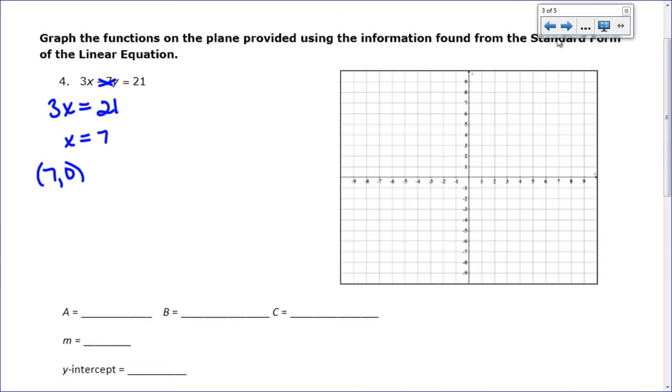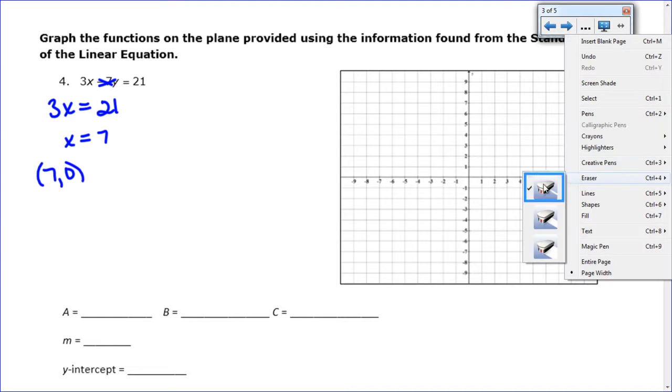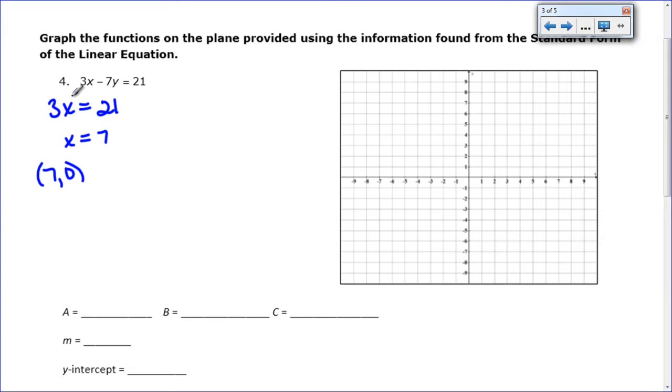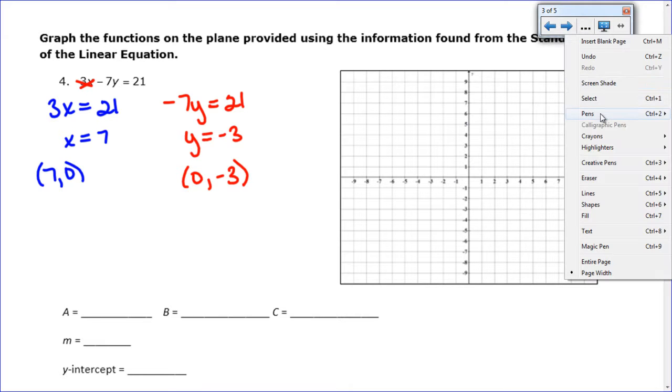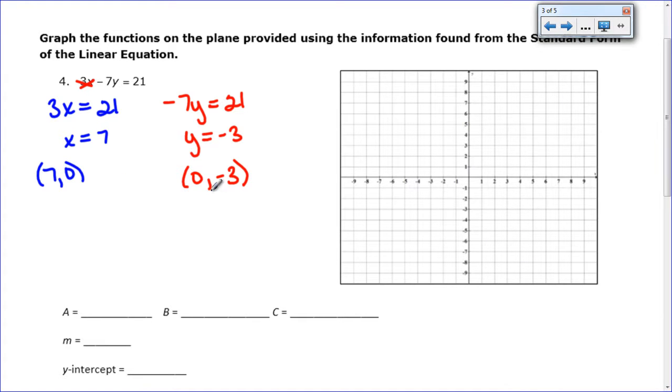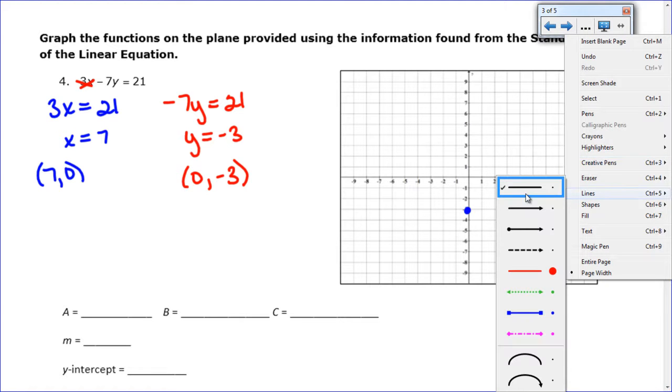And then my y-intercept, I do just the opposite. I will ignore the x, and I will have negative 7y is equal to 21. And then I'll divide both sides, and I'll get y is equal to negative 3. So my y-intercept will be at 0, negative 3. So that's one way to do your intercepts. And then once you have them, you can plot your two intercepts, 7, 0, and 0, negative 3, and you have 2 points. You can make your line so that you can have your graph.